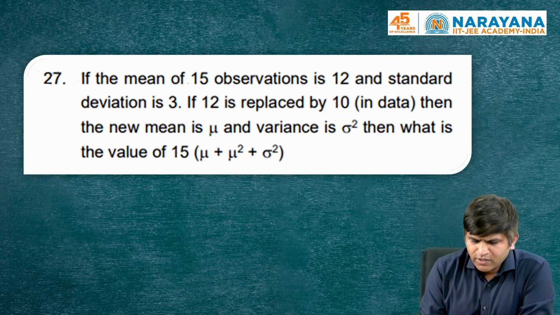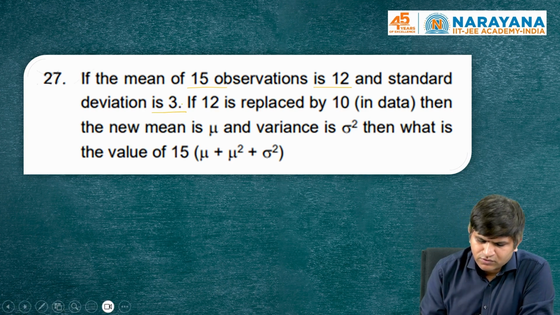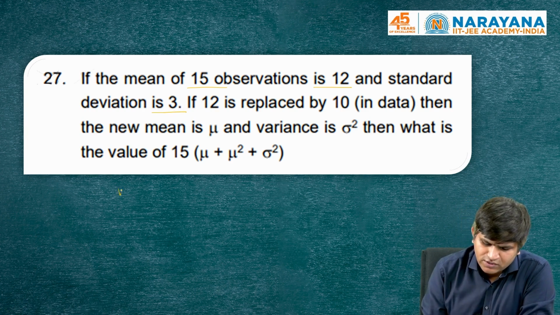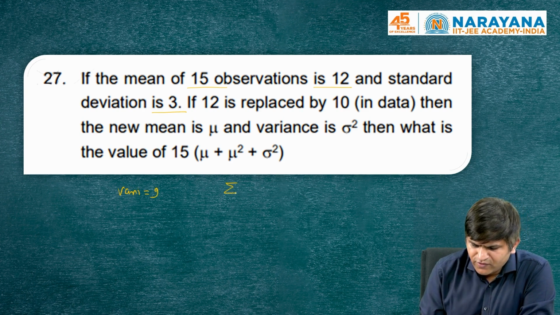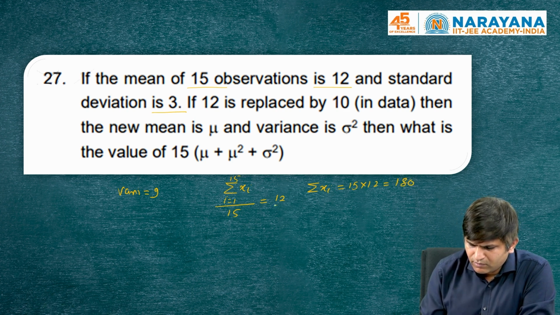So in this problem, the mean of the 15 observations is given as 12 and the standard deviation is 3. So standard deviation squared is variance, so variance is 9. And the mean of the 15, summation xi, where i is varying from 1 to 15, divided by the number of observations, is 12. So summation of xi, we are getting 15 into 12, that will be 180. Okay, and the mean they gave is 12.